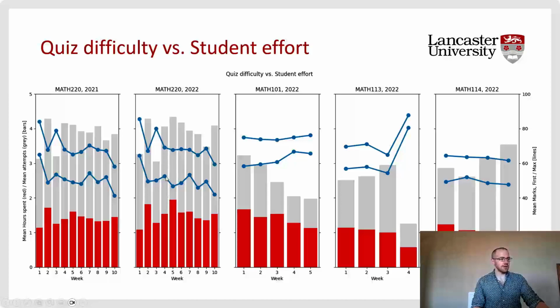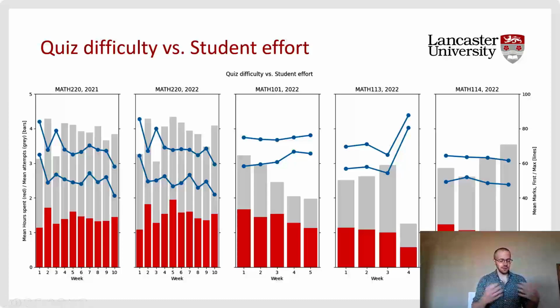Okay, and then the bars are representing student effort. The gray bars are the average number of attempts on a scale from 0 to 5. So in the second year module, they're averaging something like 4 attempts every week. This is out of 8. And the first year ones were lower, 2 or 3 attempts. And the red bars indicate how many hours, again out of 5, that they have the quiz open for.